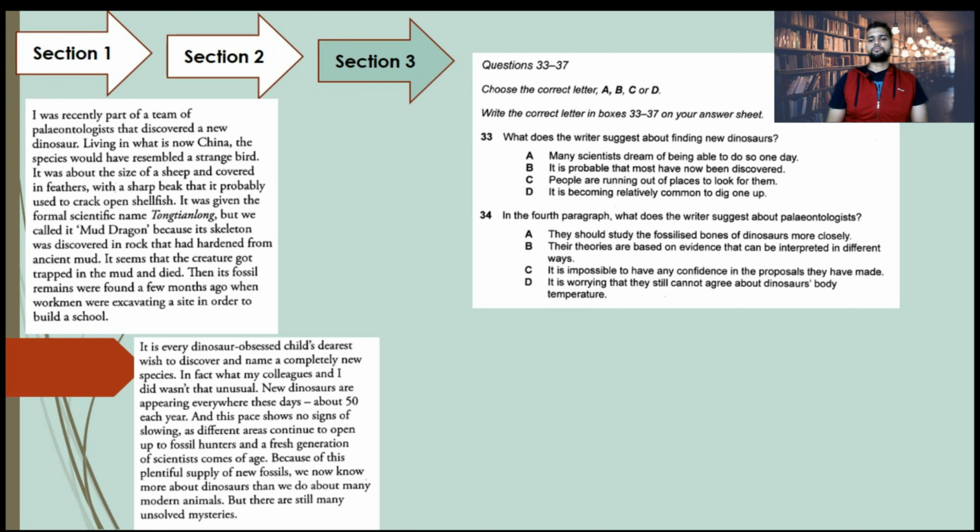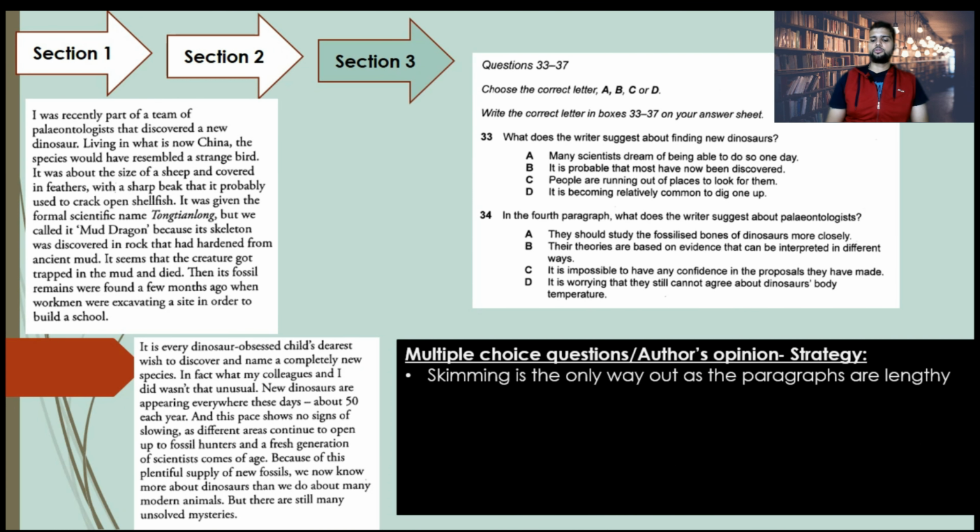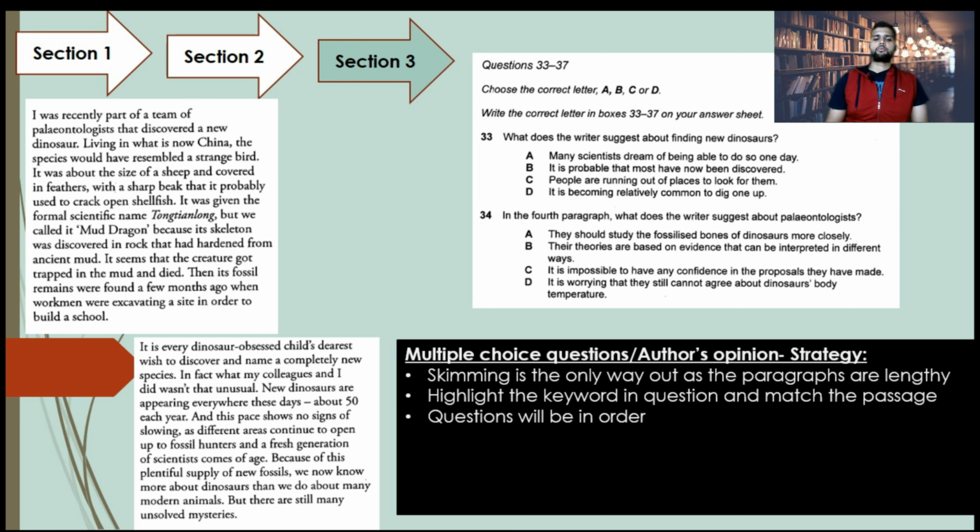One more set of questions in section 3 is multiple choice. The strategy for multiple choice would be to skim, as I mentioned before, and highlight the keywords in the question. Questions will be in order, because you cannot just roam around, as it's a very lengthy passage. So they'll not just put it in a jumbled way, they'll put it in order. Eliminate the contradictory statements.